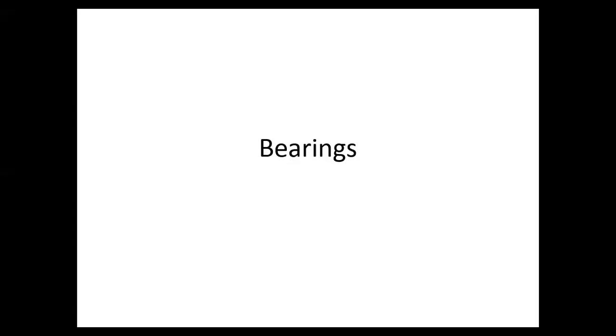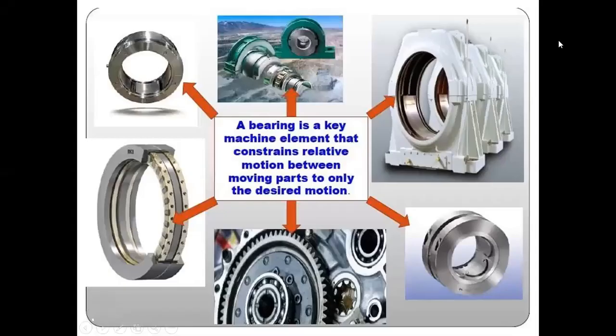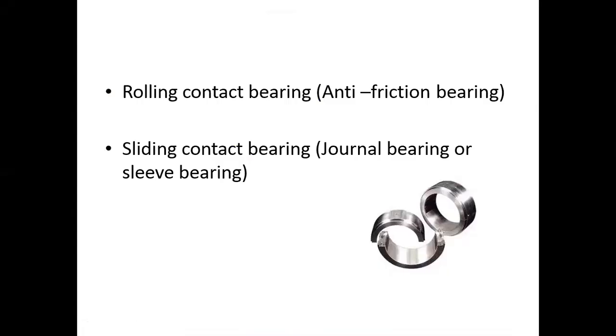Welcome back, friends. Today we are going to study about the bearings, rolling bearings. We had discussed the sliding contact bearing in our last lecture. Today we are going to study about the rolling contact bearing. Rolling contact bearing is called the anti-friction bearing, and sliding contact bearing is called a journal bearing, or you can say a sleeve bearing.